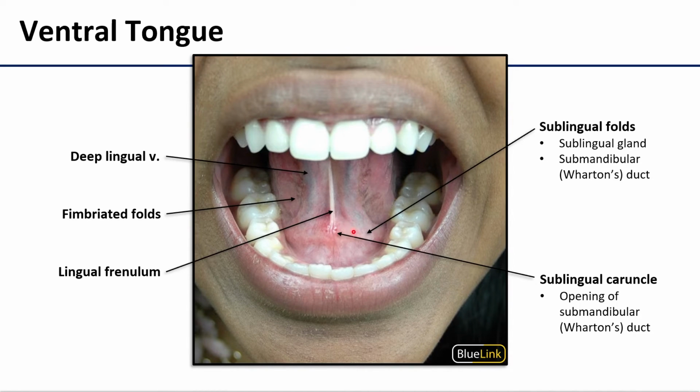And if we move up off the oral floor, we can find these little fimbriated folds of mucosa that are going to be tying the floor mucosa up to the lateral tongue.